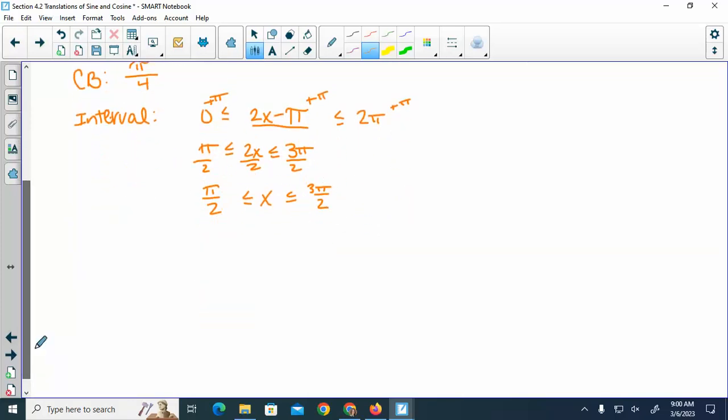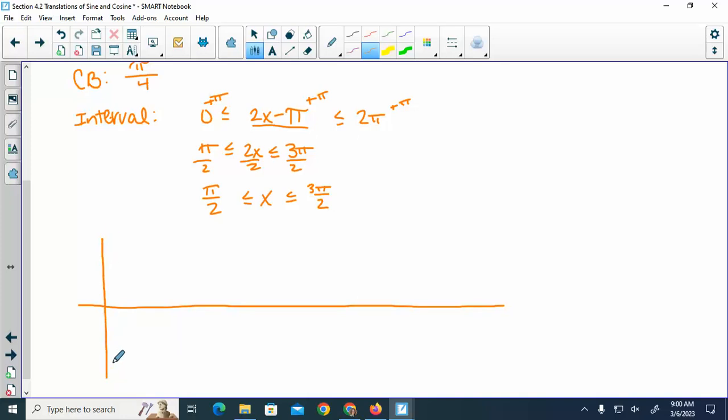So pi over 2 less than or equal to x less than or equal to 3 pi over 2. Alright, so now we can draw our graph. My first point is going to start at the beginning of my interval, which is pi over 2. And I'm counting by pi over 4. So, for spacing purposes, saying pi over 2 is like 90 degrees, pi over 4 is 45, so this will be smaller. We need 5 total points here. And how do we get those points? We add our count by pi over 4.